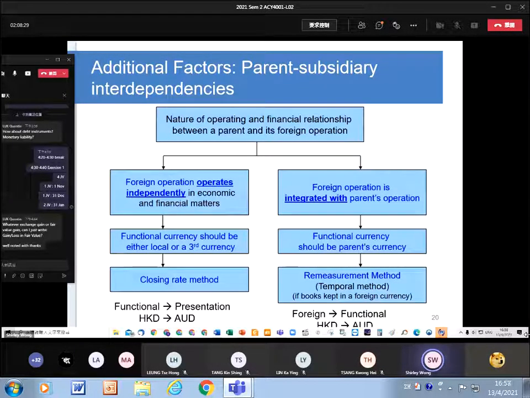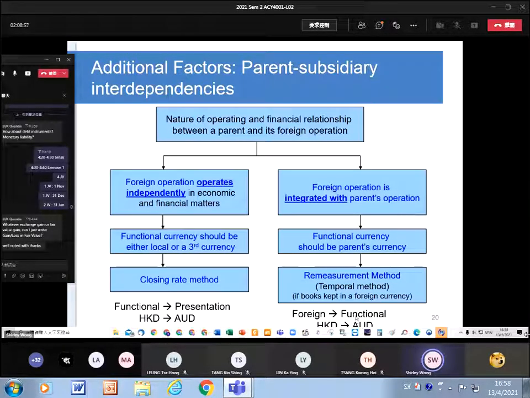In case 2, you know that this subsidiary actually is the extension of the holding company. So the foreign operation is integrated with the parent's operation. They go together with the operation of the parent company. And then they choose the functional currency the same as the parent's currency. So for them, their functional currency is already AUD, and their presentation currency is also AUD.